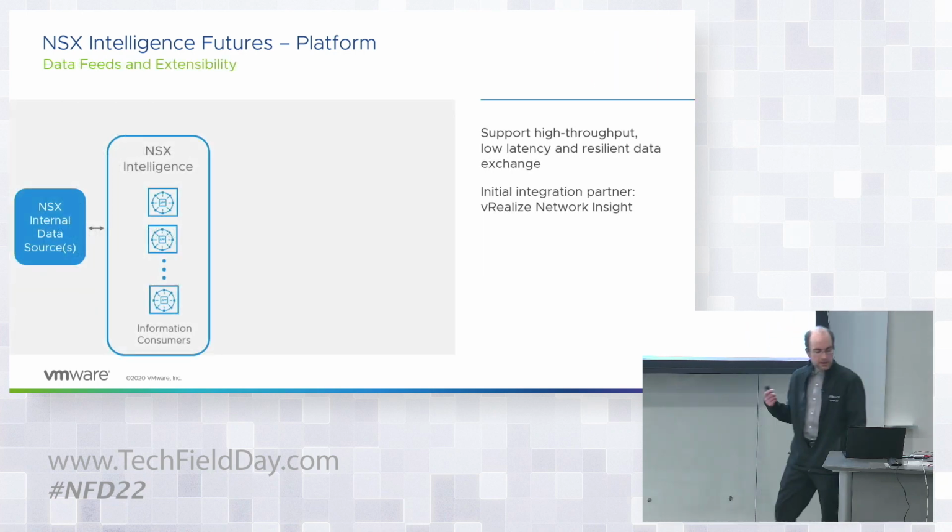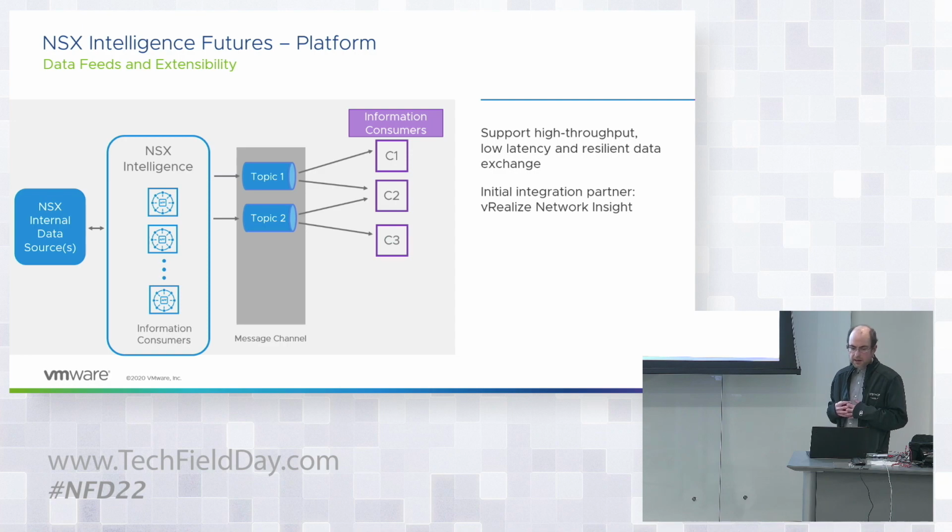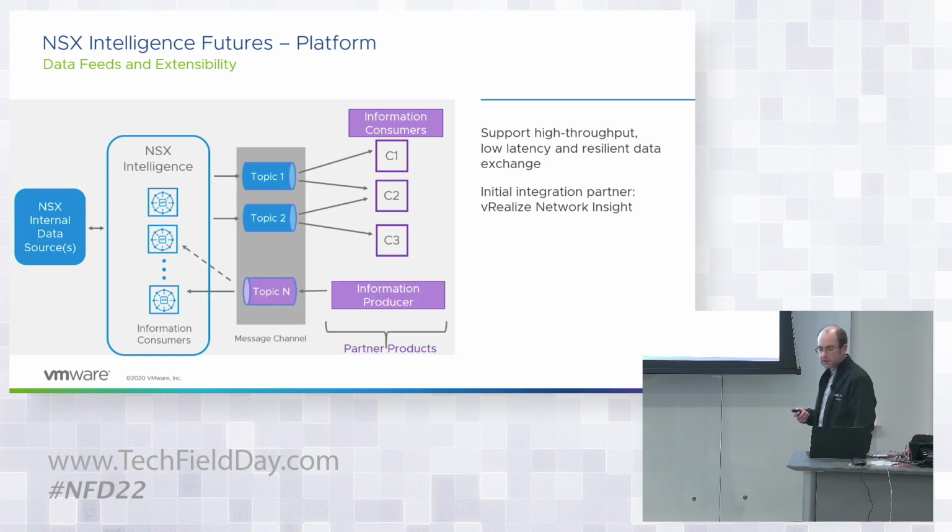In terms of building this extensibility, I touched upon this with vRealize Network Insight, but we're building a two-way data exchange via APIs, a message bus, and UI extensibility. So this is going to allow us to make our NSX Intelligence analyzed data available via a high throughput, low latency, and very resilient data exchange. So we can basically send data to different consumers in real time via secure, authenticated, and encrypted channels, right?